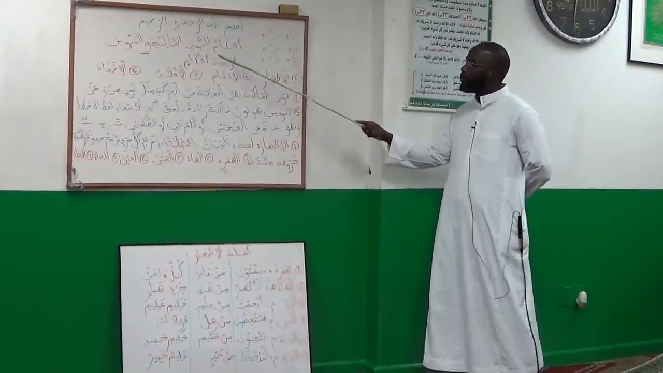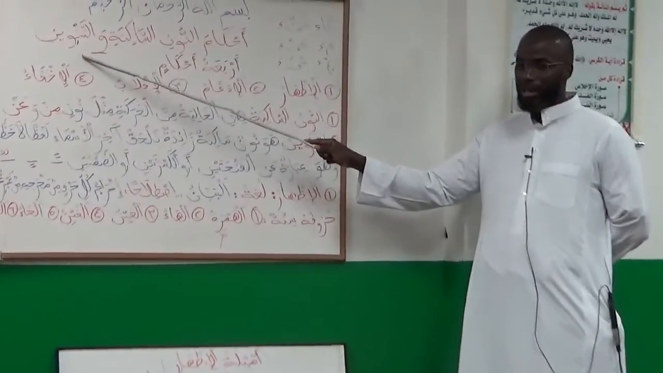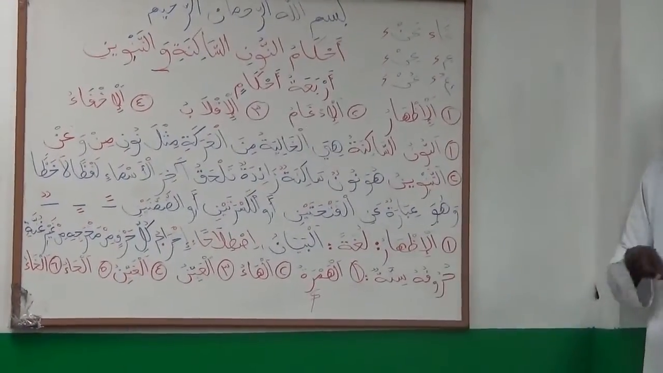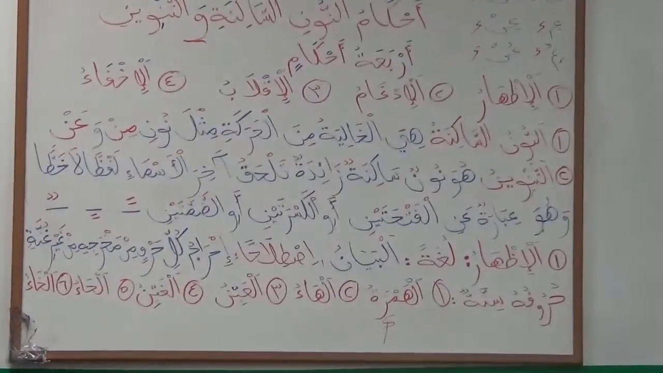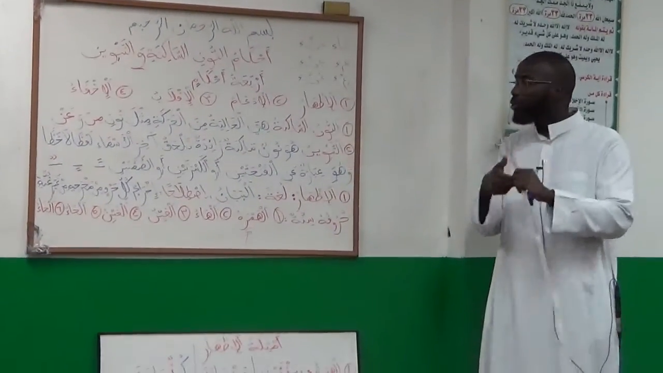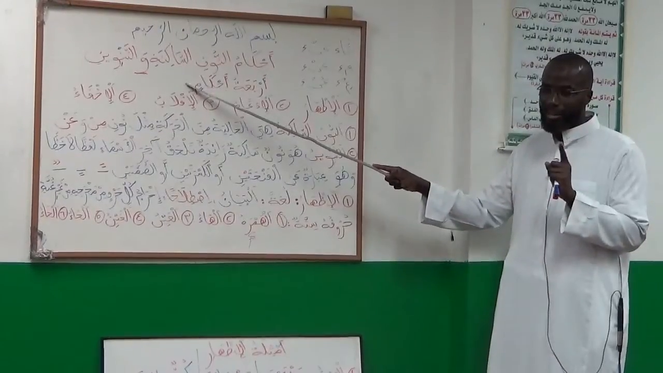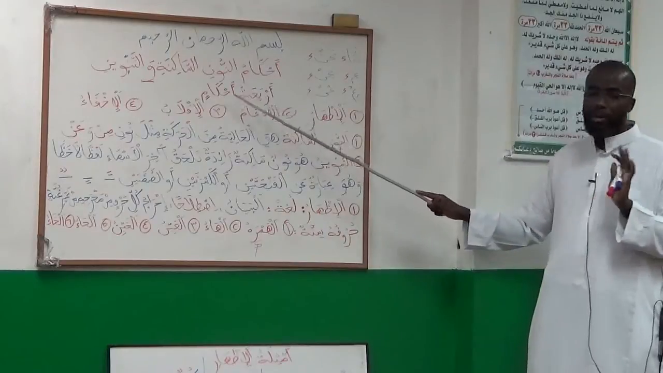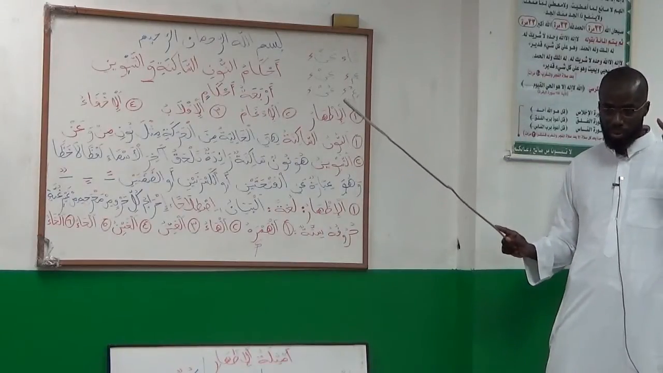So ahkamu nun as-sakinati wa tanween. The rules of nun sakina and tanween. So nun sakina and tanween in Tajweed have the same rules. So they're lumped together. Every rule that applies to nun sakina applies to tanween. That's what he's telling me. He says arba'atu ahkam. There are four rules.